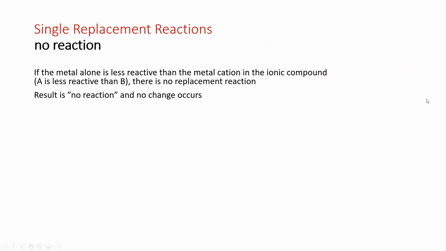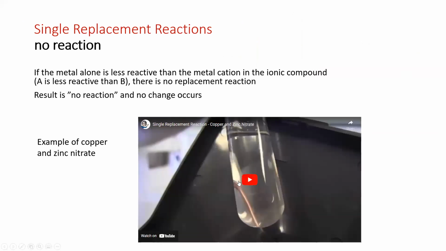So you also will see single replacement reactions where there's no reaction. So that was when the metal alone is less reactive. So when that metal alone is less reactive than the metal in the ionic compound, there's not going to be any replacement. And so what happens when you have no reaction is you don't see any change. So let's look at this.